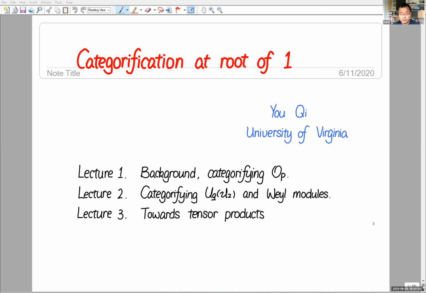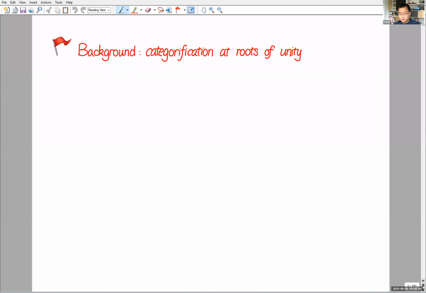Finally, I'll be describing a categorification of tensor product representations of quantum groups, in particular U_q(so_2) at a root of unity, a pth root of unity. So to start, I want to fit this small program into a bigger background story of topological quantum field theory, initiated by the great mathematicians Atiyah and Segal, etc.